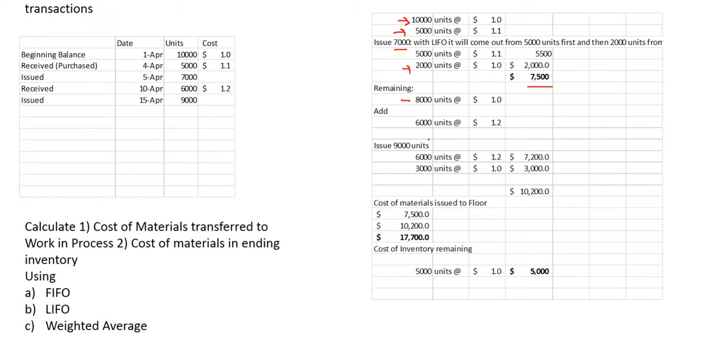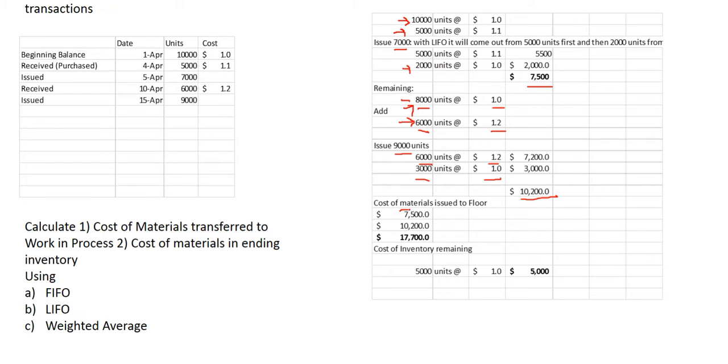Then we are going to add 6,000 units. Now we have 8,000 units at $1 and 6,000 units at 1.2. Now we are going to issue 9,000 units. We start with the last ones, 6,000 at 1.2. That is not enough, so we tap into the older ones and take 3,000 units at $1 per unit. The worth of materials we are pushing to the production floor the second time is $10,200.